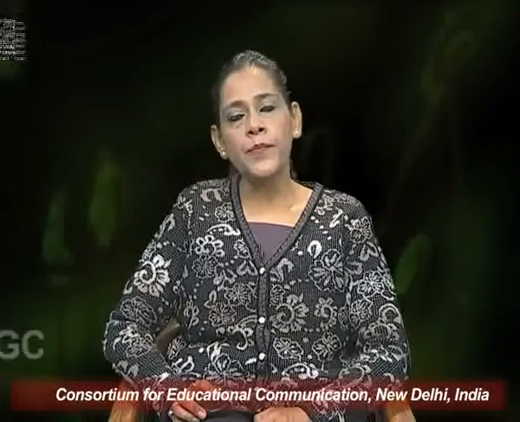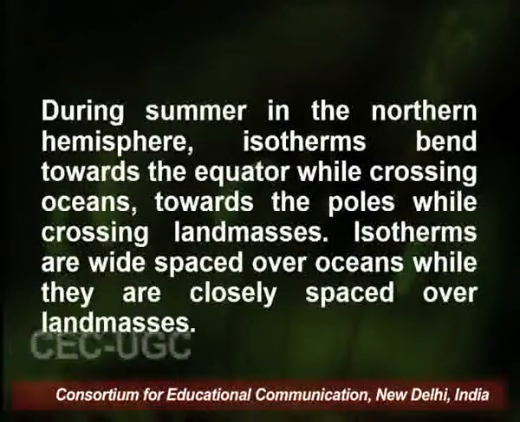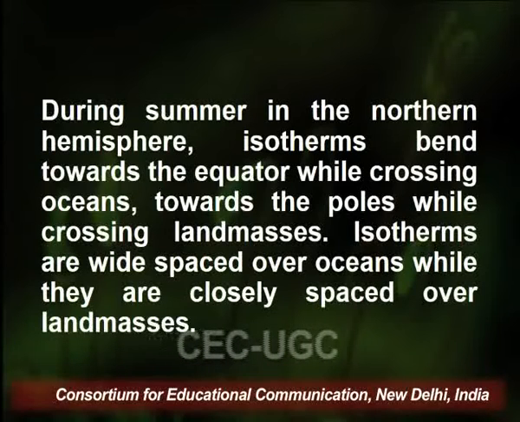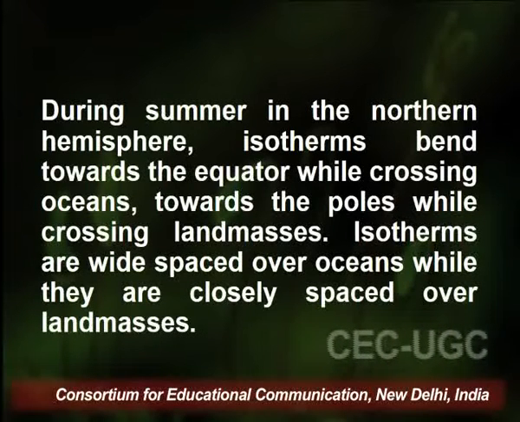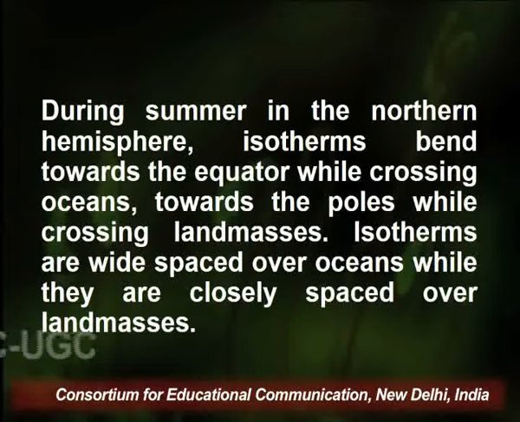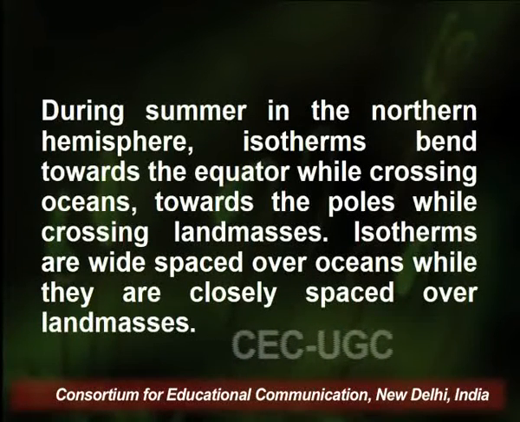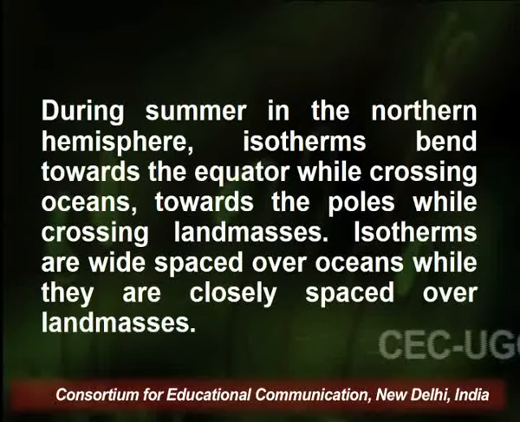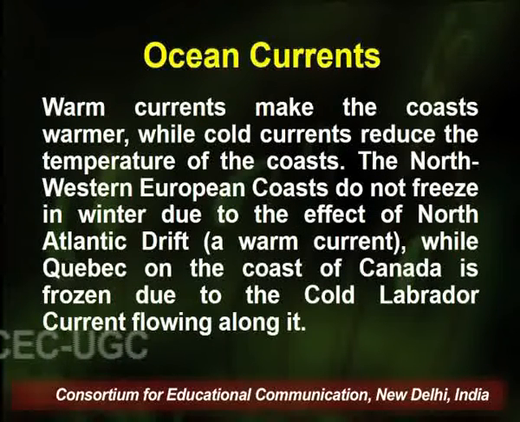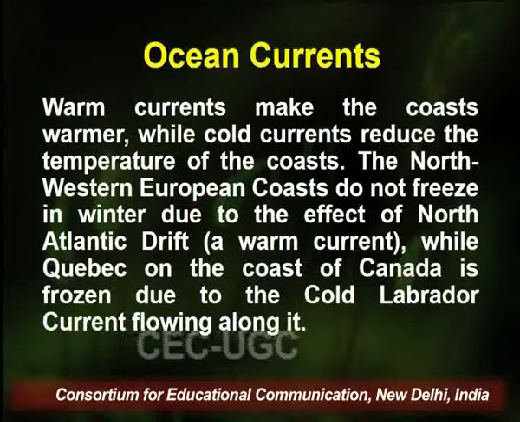During summer, in the northern hemisphere, the isotherms bend towards the equator while crossing the oceans, and towards the poles while crossing the land masses. Isotherms are wide spaced over oceans while they are closely spaced over the land masses. Now, how do ocean currents affect?